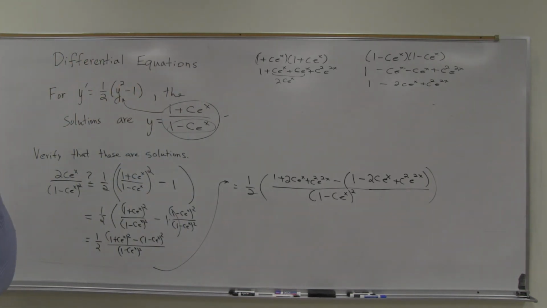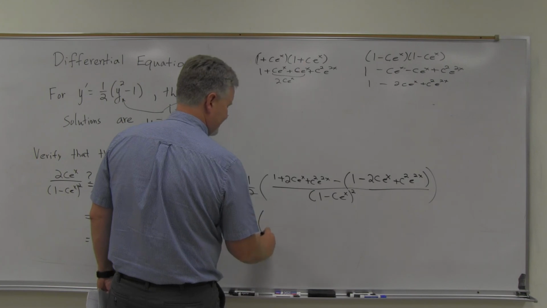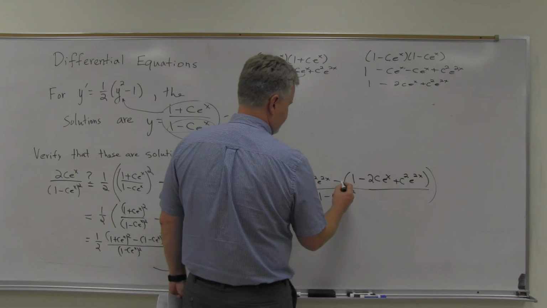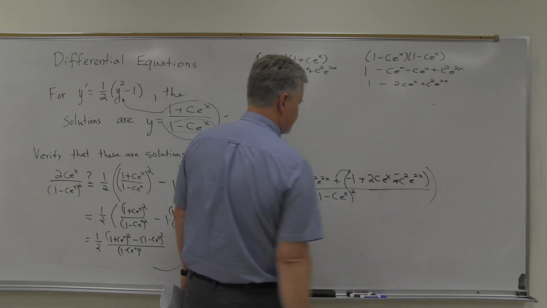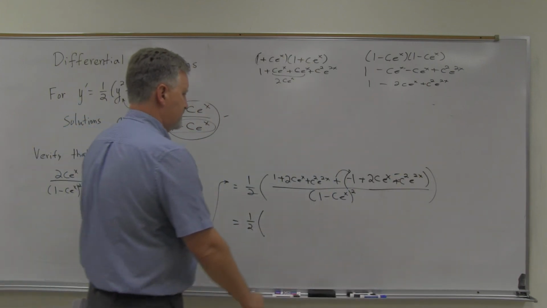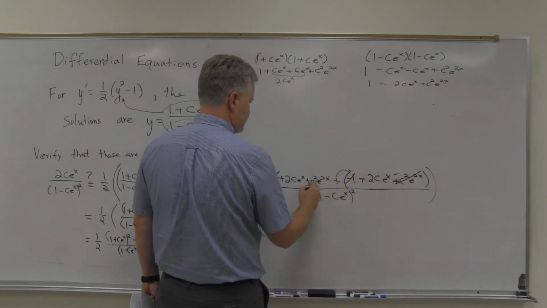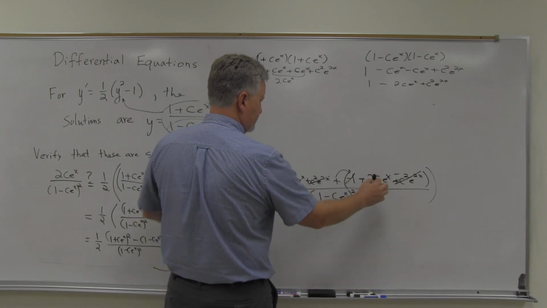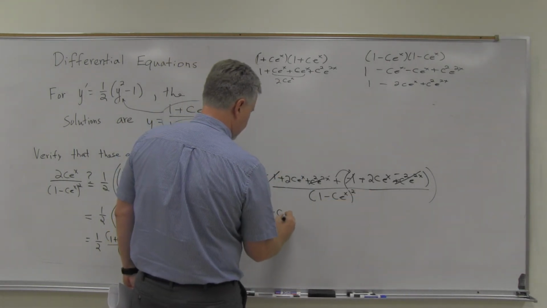Well, I think nice things are going to happen, aren't they? Let's just do it here. That would become minus 1, that would become plus, and that would become minus. So the ones are going to cancel. The c squared e to the 2x's are going to cancel, but the 2c e to the x, I've got 2c e to the x and 2c e to the x. So I've got 4c e to the x. I believe so.